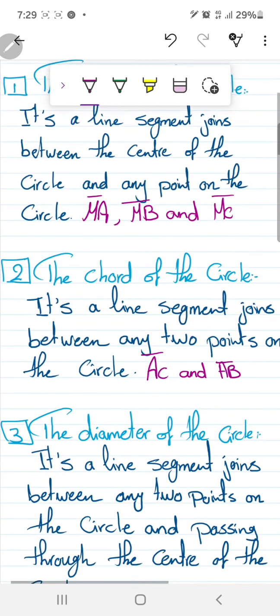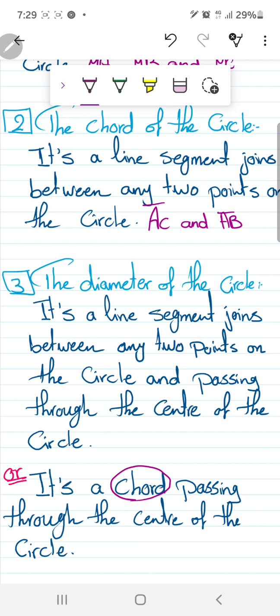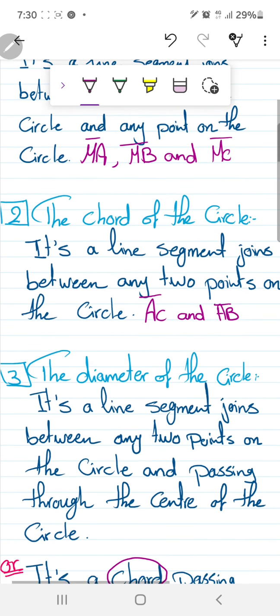Okay. The third one, the diameter of the circle. It's a line segment that joins any 2 points and passes through the center. We said before, a line segment joining two points on the circle is called a chord. So another definition of the diameter is a chord passing through the center of the circle. So we have two definitions of the diameter. Like here we have BC, a line segment joining two points and passing through the center.